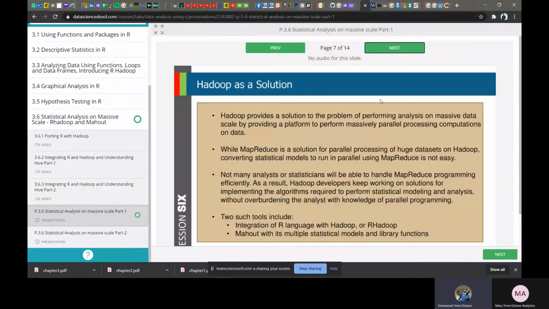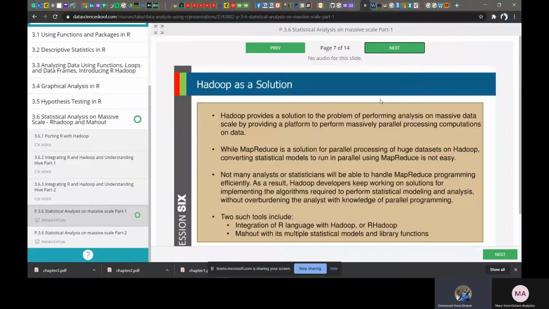So with Hadoop, you don't need to take a sample; you can run your analysis on the whole population instead of taking samples. MapReduce is a solution for parallel processing of big data sets, but converting a statistical model to run in parallel using MapReduce is not easy, because MapReduce is written in Java and not everybody is comfortable writing Java programs like that.